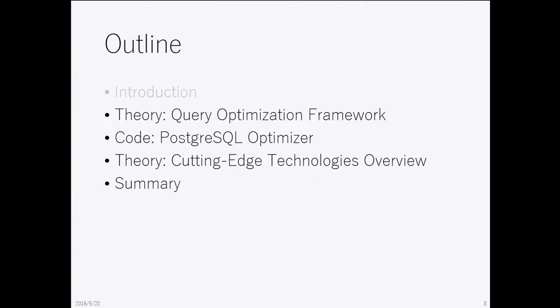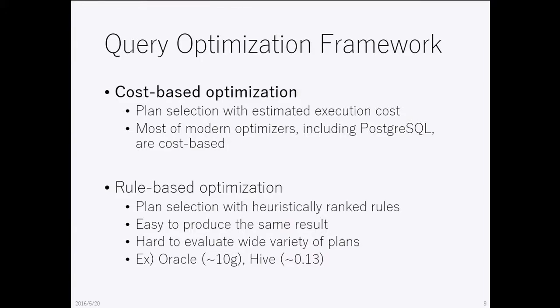Okay, so let's start with theory of query optimization. For query optimization framework, there are two main categories, cost-based and rule-based. In cost-based optimization, the optimal plan is selected based on the cost estimation. And today, most modern database optimizers are cost-based. For rule-based optimization, the query plan is selected based on heuristically ranked, manually made rules. Rule-based optimization is very easy to implement and easy to reproduce the same result. But because optimizer developers have to manually tune the rules, it's very hard to handle a wide variety of query plans. And today, the main topic is cost-based optimization.